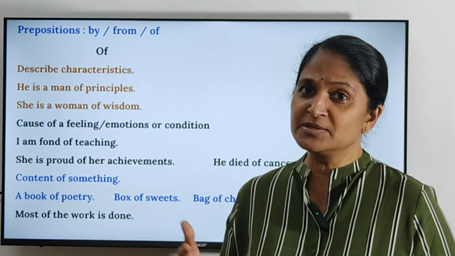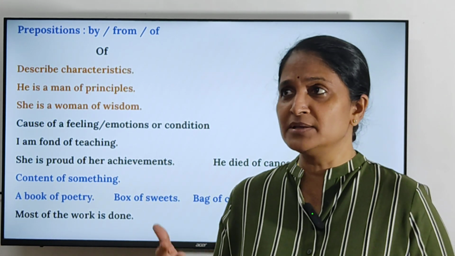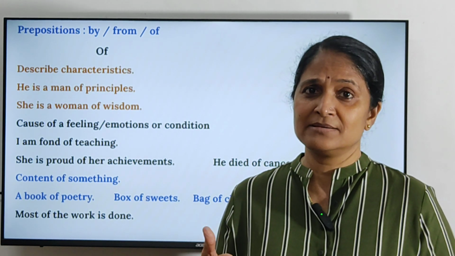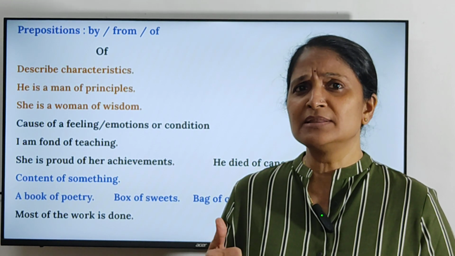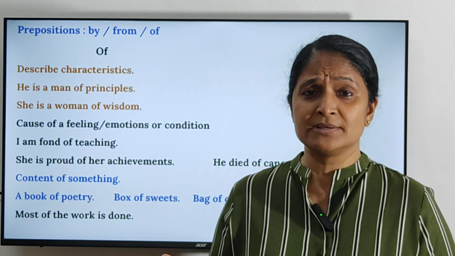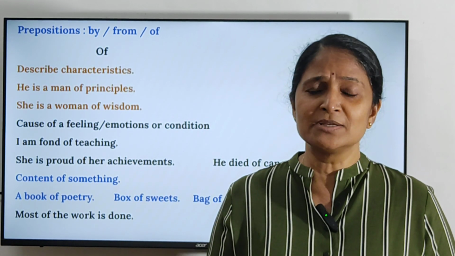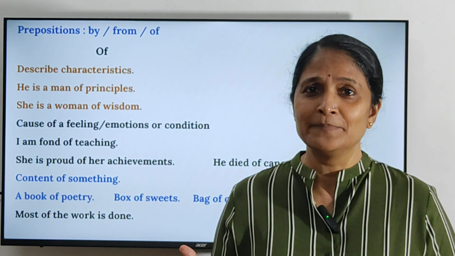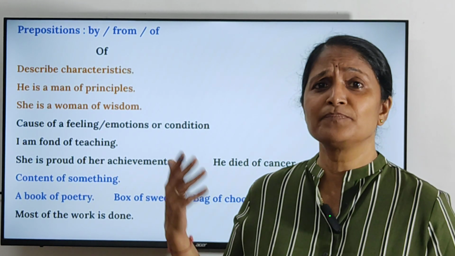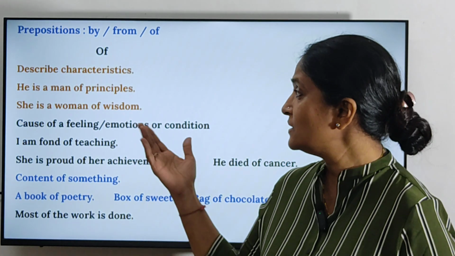He is a man of principles. So what do you mean by principles? Ethics, right? The person बहुत सिद्धांत, उसूल वाला. So that is principle. You can say he is a man of his words. When you say he is a man of his words, मतलब जबान का पक्का. He is a man of integrity. Again, integrity is very honest, ethical person, right? So this way you use.